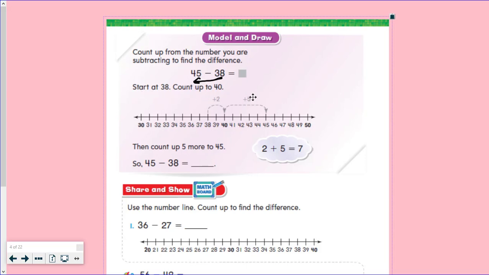So they're saying start at 38 and count up to 40. So if we're at 38, we're almost to a 10, right? 2 hops will take us from 38 to 40, which is why there's this plus 2 right here. And then at 40, we can go from 40 to 45, right? You can do that pretty easily in your head by going up 5 more, which is why there's this plus 5 right here. And so altogether, we went up a total of 2 plus 5, or a total of 7. We went up a total of 7 hops, right? See that in the bubble? That's what you're thinking, because 2 plus 5 equals 7. So 45 minus 38 equals 7.